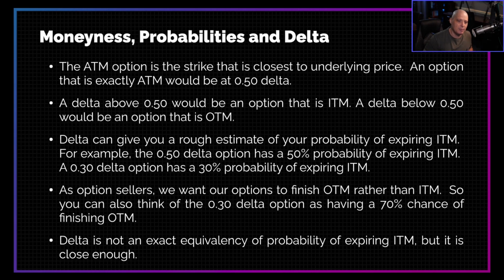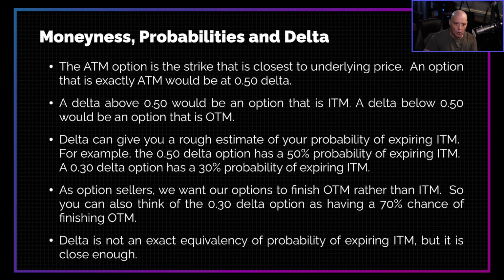One of the most useful things about delta is that delta can give you a rough estimate of your probability of expiring in the money. What that means is basically delta is a quick way to gauge your chance of winning on the trade and your chance of losing on the trade. For example, a 50 delta option has a 50% probability of expiring in the money, a roughly 50% chance. It's not an exact equivalence, but it's really close.